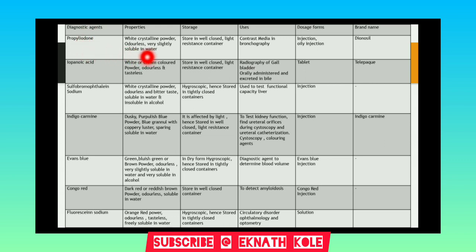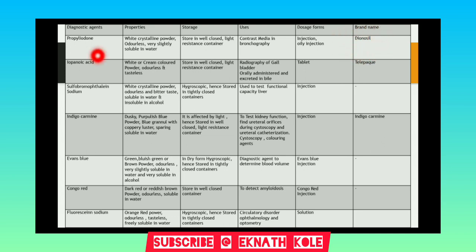What are the properties of propyl iodone? It is a white crystalline powder, odorless and very slightly soluble in water. Then what is the storage condition? It is stored in a well closed, light resistant container. Uses we will see later on, because uses are most important from the exam point of view. Let's see the dosage form: it is available as an injection as well as an oil injection. The brand name for propyl iodone is Dianosil.